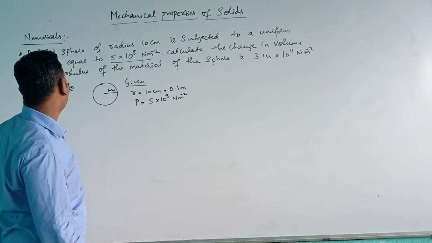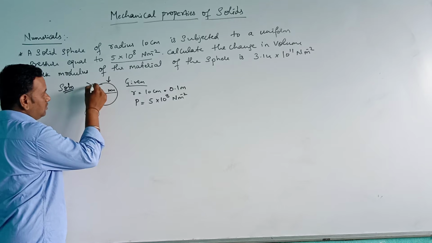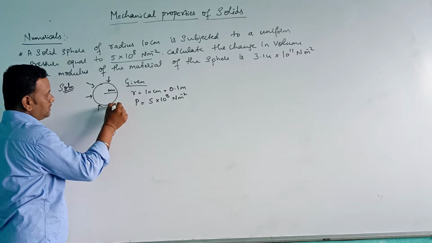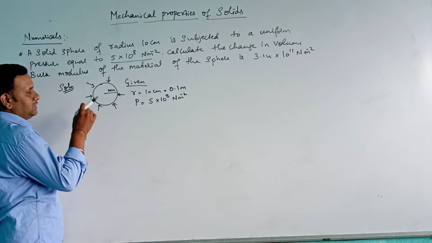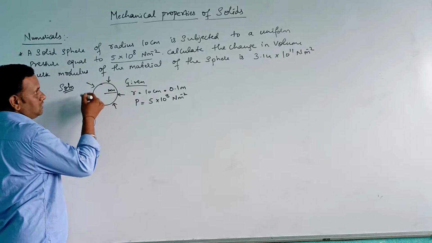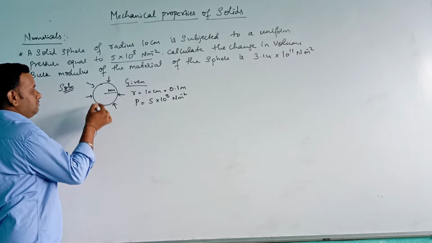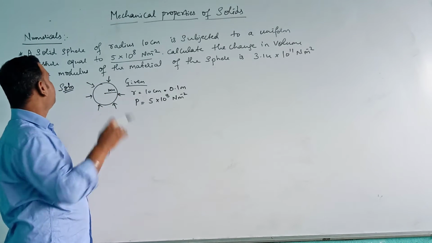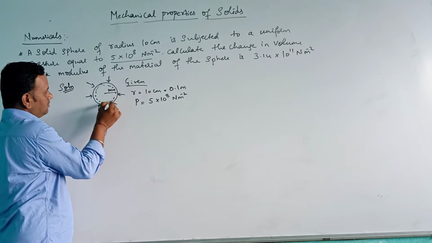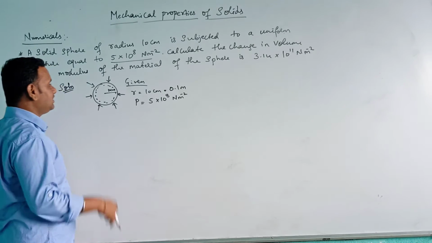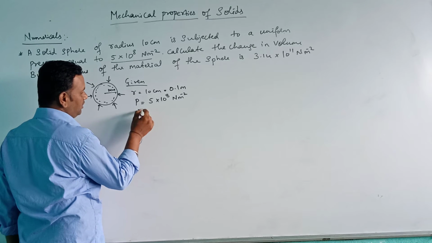Calculate the change in volume. So the question is that when we are applying a pressure on this sphere, a pressure of 5 into 10 to the power of 8 Newton per meter square, as we know, when it is subjected to a uniform, that means constant, pressure, there will be a decrease in the volume here. So that change, how much the volume is changing, we have to calculate. That means delta V is equal to how much?